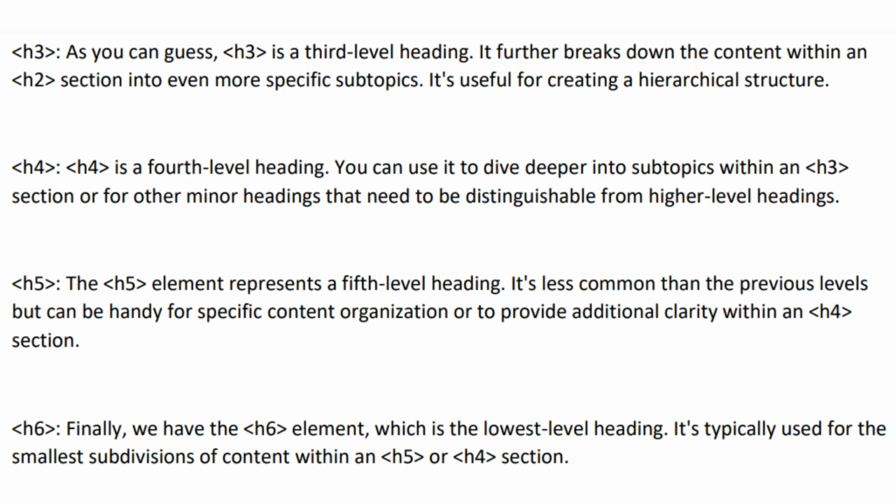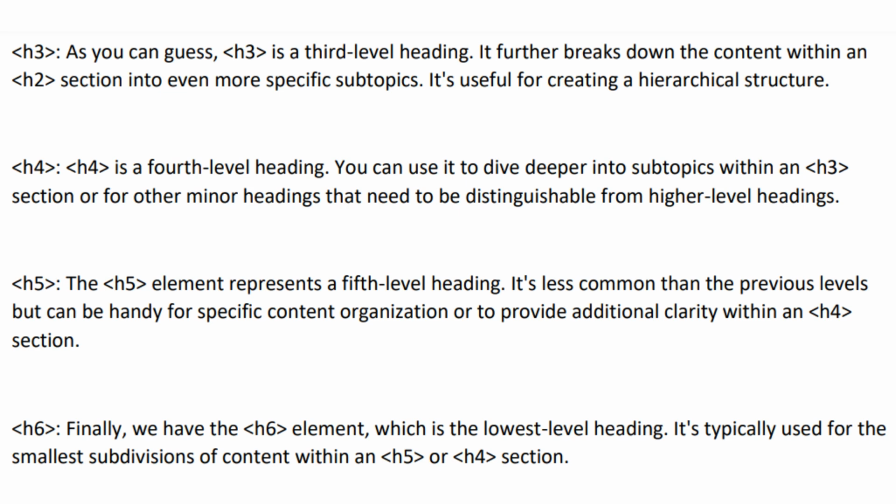H3. As you can guess, H3 is a third level heading. It further breaks down the content within an H2 section into even more specific subtopics. It's useful for creating a hierarchical structure. H4 is a fourth level heading. You can use it to dive deeper into subtopics within an H3 section or for other minor headings that need to be distinguishable from higher level headings.